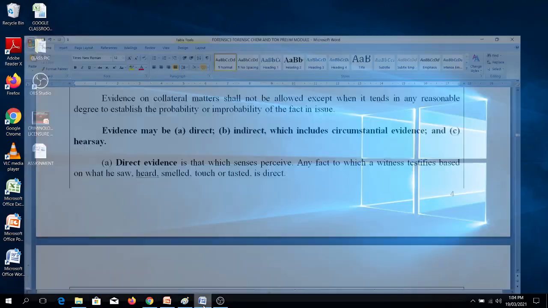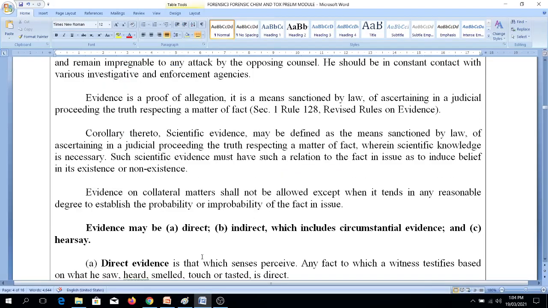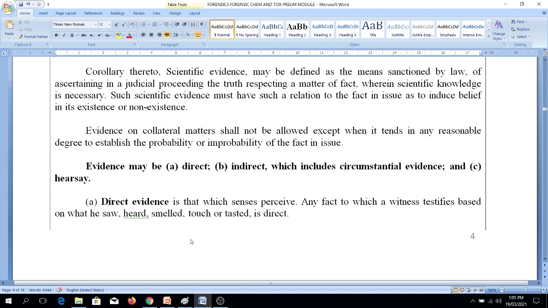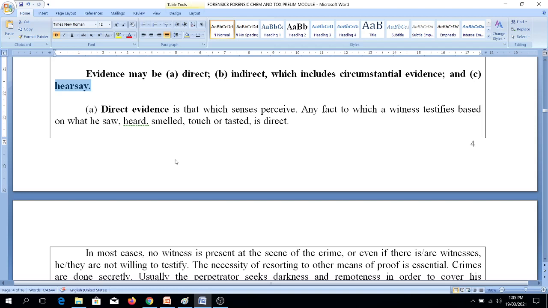Last meeting we emphasized the role and responsibilities of a forensic chemist, and we also provided an introduction on evidence. So now let's focus on the various kinds of evidence. Evidence may be direct, indirect, or commonly known as circumstantial, and also it can be hearsay. So now let us discuss and expound what is direct evidence.